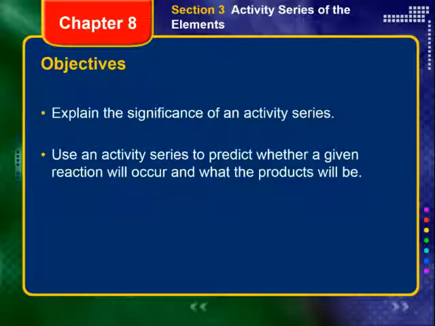Ignore those. Objectives for the last section for Chapter 8. Explain the significance of an activity series, and use an activity series to predict whether a given reaction will occur and what its products will be. Going back to our last couple slides where you're asking yourself these questions: is this present? No. Is this present? Yes. Then this is probably going to happen. We're doing that process here, but now we actually are going to talk about the tool, the activity series, quote unquote, more active or not. We're going to talk about that specifically.